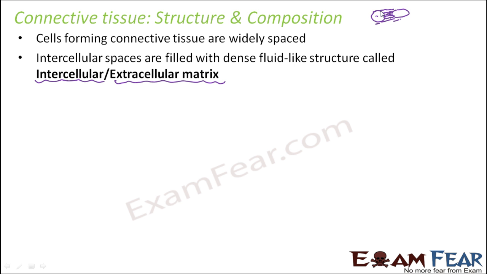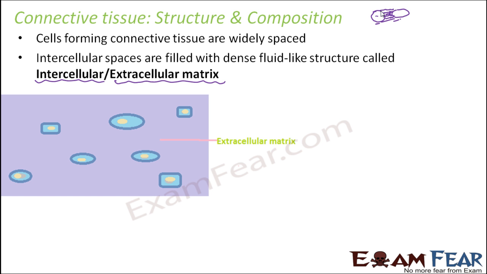So basically intercellular and extracellular mean the same thing. So this is how they look. Here you can see the different cells in blue color, and this purple colored dense fluid is nothing but your extracellular matrix. Now the cells of a connective tissue are embedded in this matrix, and the nature of this matrix varies with different types of connective tissue depending upon its function, and that is why the structures of connective tissues are so very different.